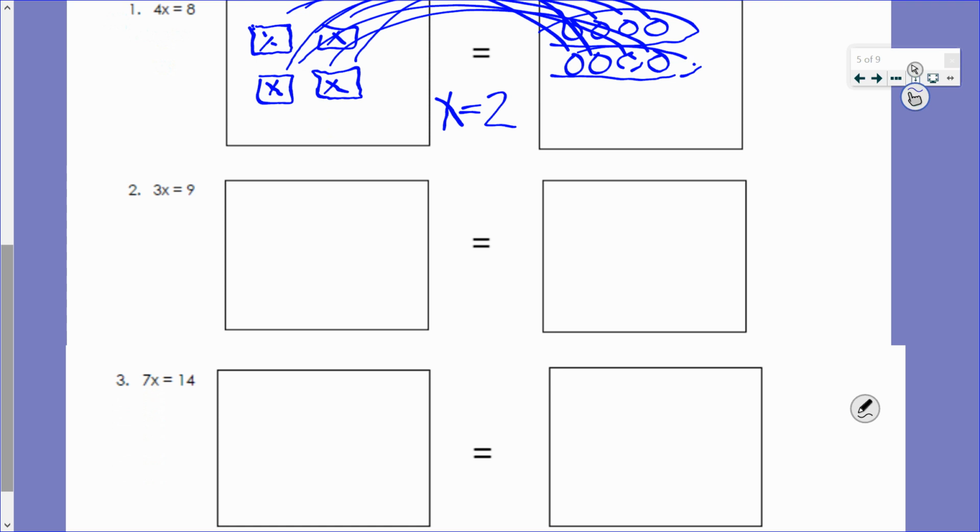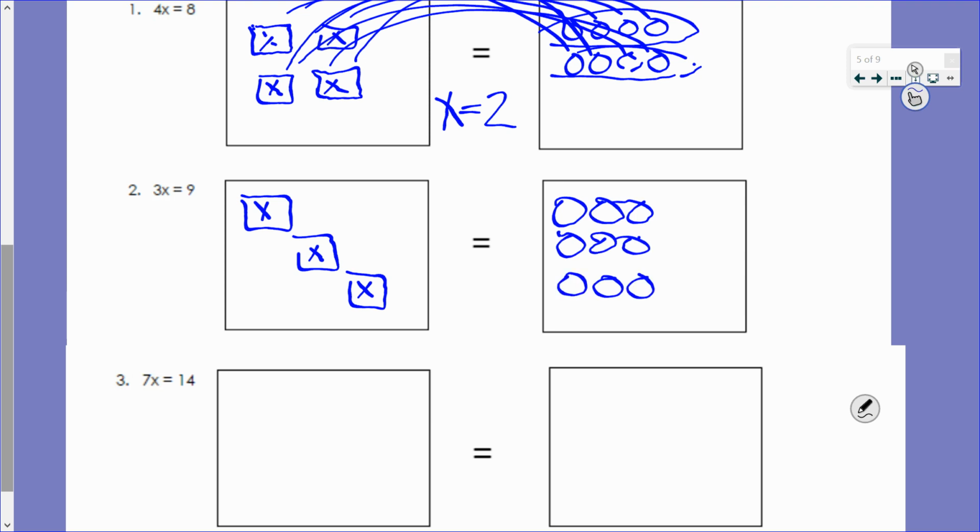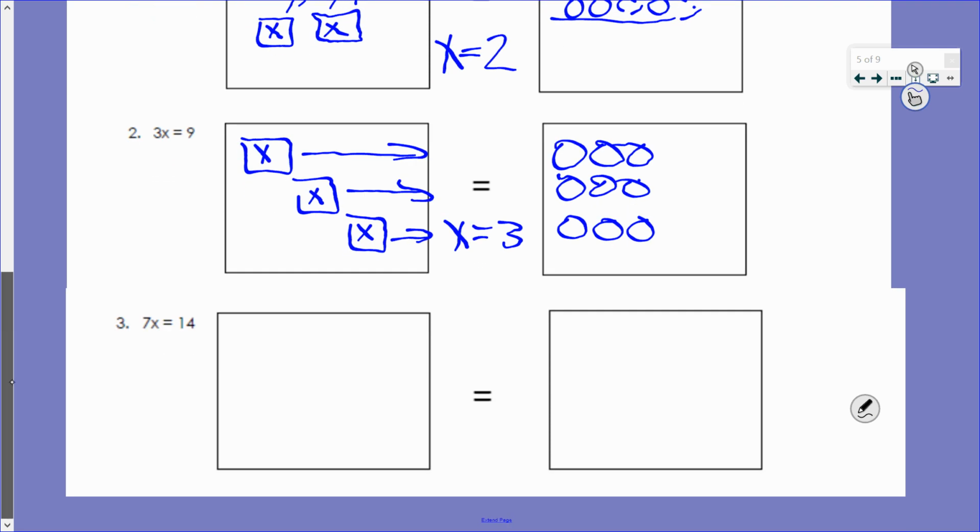Our next one, and this one I'll do a little bit neater. So I've got 3 boxes of x. I have 9: 1, 2, 3, 4, 5, 6, 7, 8, 9. On this one, I can actually see that if I just go straight across, I had 3 boxes and 3 rows. Each row had 3. Make sense?